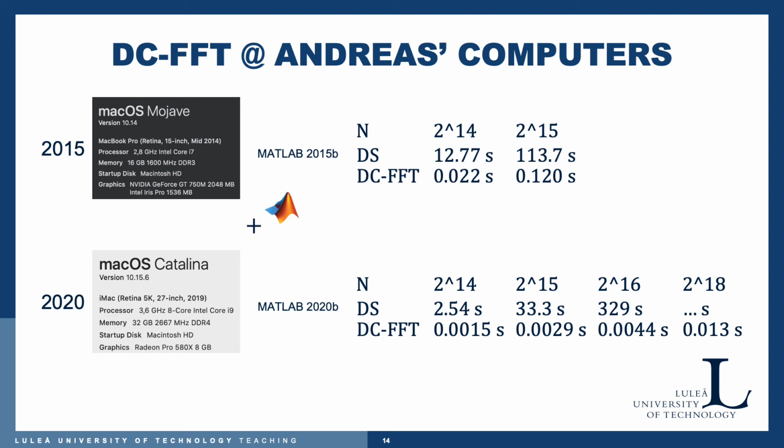0.013 second computation time to do the DC-FFT, and here we actually beat now Fortran in 2003 because they had 2 seconds to do that computation. So we're clearly beating them here.